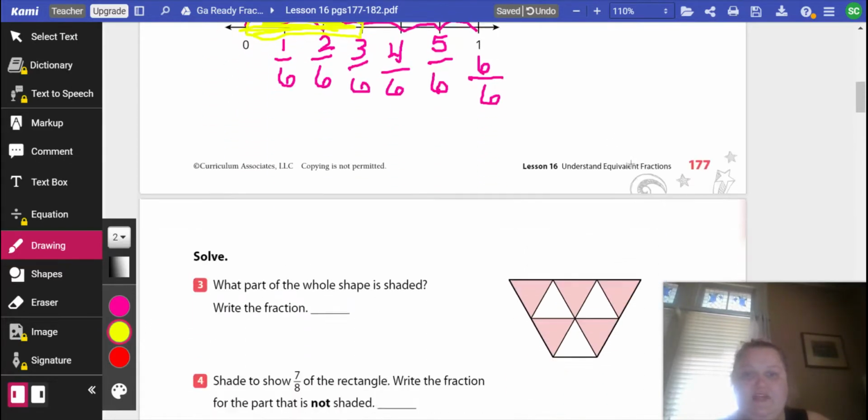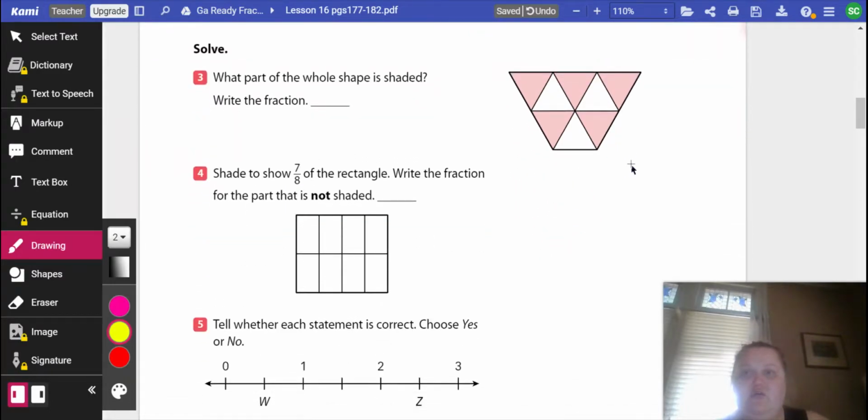Right, moving on to page 178. What part of the whole shape is shaded? So I need to figure out how many parts are shaded and how many parts we have in all. So I have 1, 2, 3, 4, 5 pieces shaded. And I counted 5 shaded, 6, 7, 8 pieces total. So 5/8 is our answer to number 3.